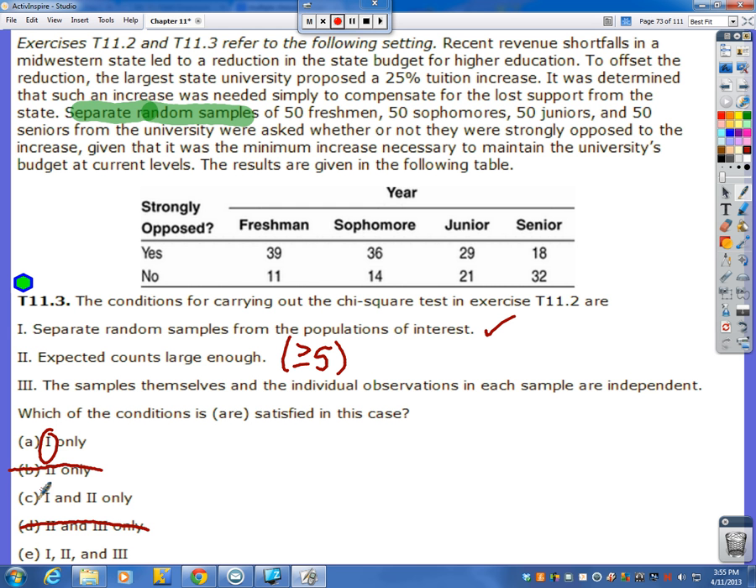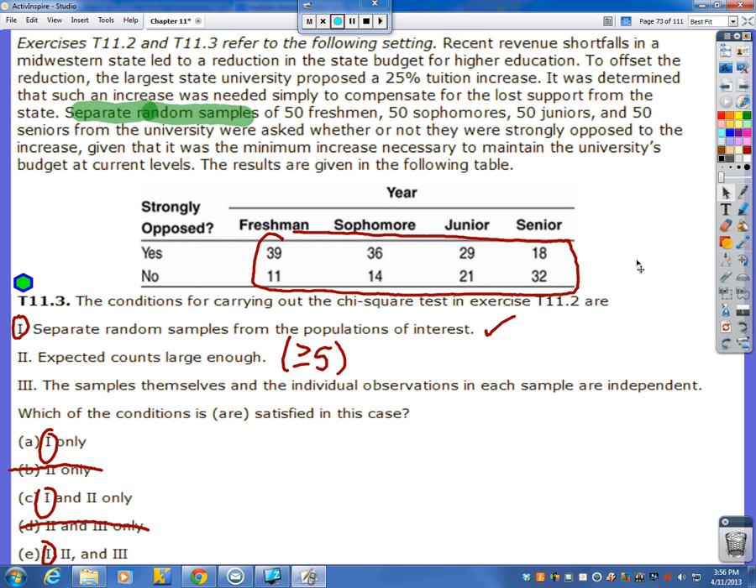So this has a 1, this has a 1, this has a 1. We're good with 1. Expected counts are large enough. These aren't the expected counts, keep in mind. These are the observed. We're going to have to enter this data into a matrix and then do the chi-square test command in the calculator, go back and look at matrix B, and then we can do that. Okay, so let's go to matrix A, edit.